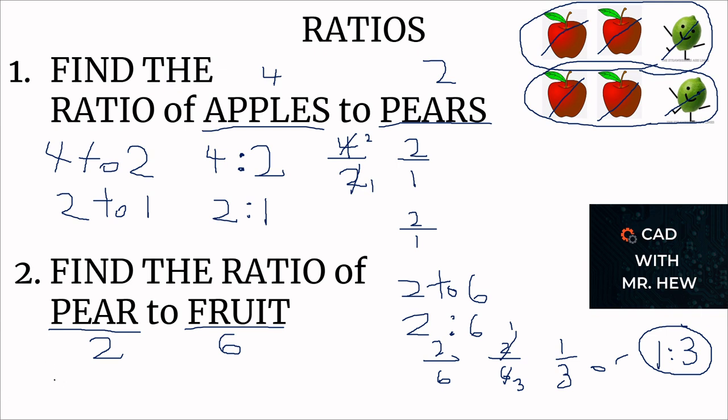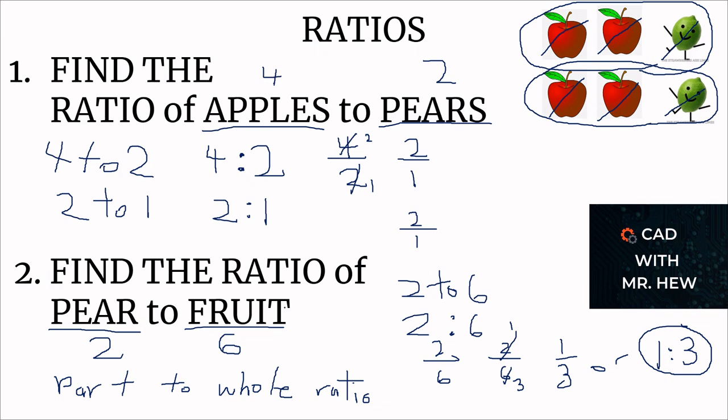So this that we did a while ago is called the part to whole ratio. What it is saying is that for every pear there are 3 pieces of fruit existing in the set that was presented. All right.